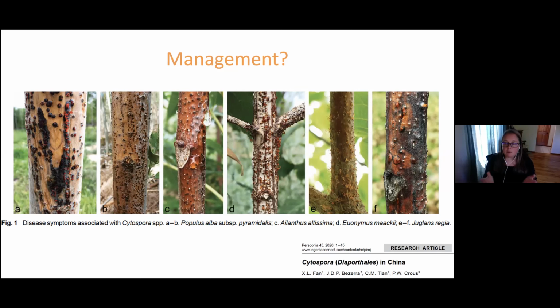But the fruiting body should be present, and you can see they are typically very prolific, and if you see that, you probably have Cytospora. The chances are very good that you have Cytospora.